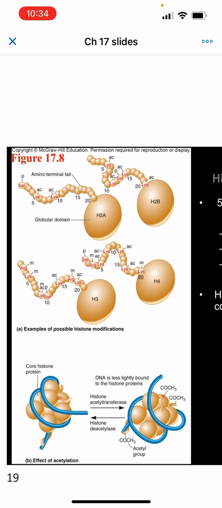So when we talk about chromatin modifying complexes, some of the chromatin modifying complexes are coming in here and actually doing things like adding acyl groups to the histones. And that is causing the DNA to be less tightly bound. And that's going to allow RNA polymerase to get in there and interact with it.